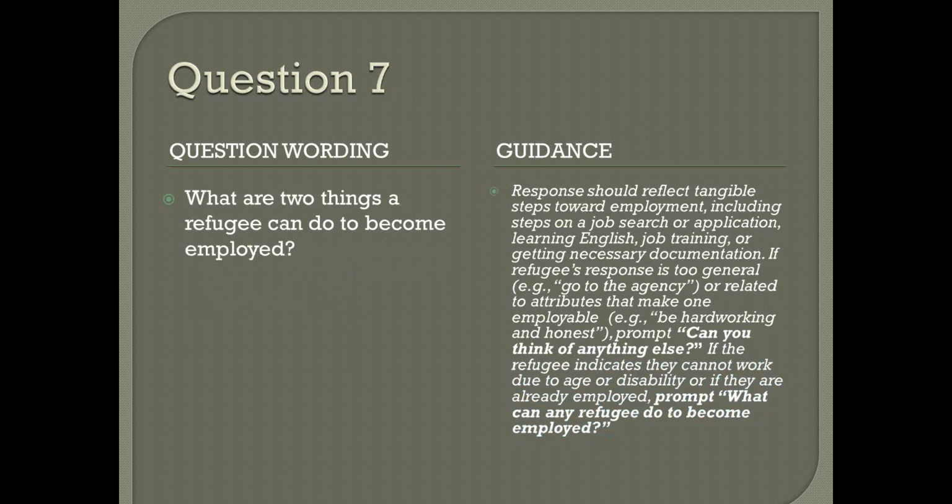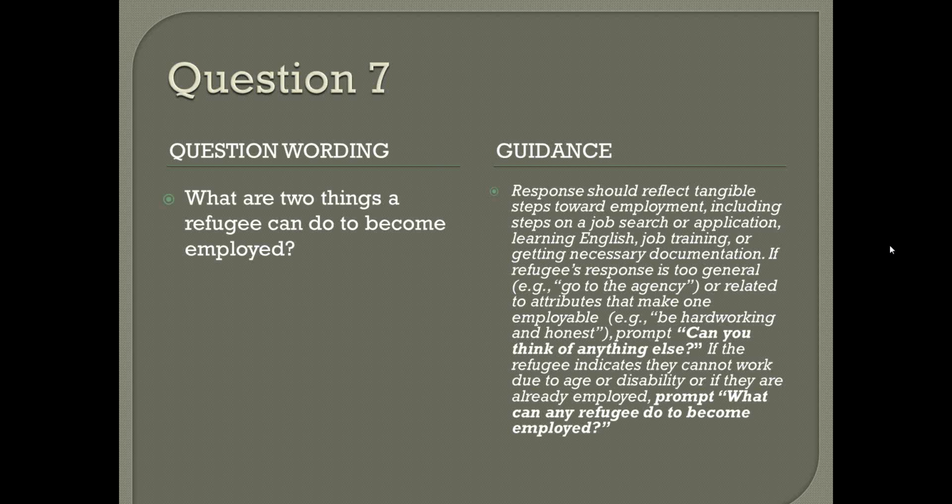This is question number 7 on the assessment. The question says, what are 2 things a refugee can do to become employed? The guidance here says, response should reflect tangible steps toward employment, including steps on a job search or application, learning English, job training, or getting necessary documentation. If the refugee's response is too general, for example, go to the agency, which agency are they talking about? We don't know. Or related to attributes that make one employable, for example, being hardworking and honest, you can prompt, can you think of anything else?